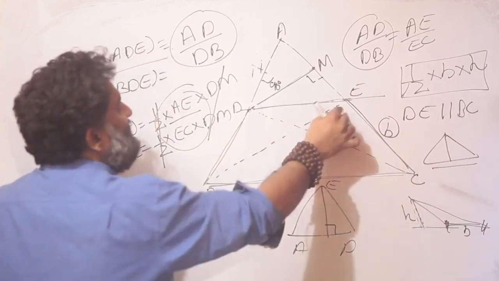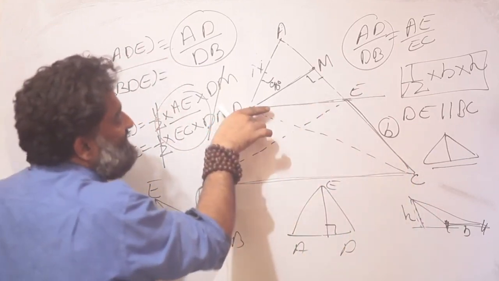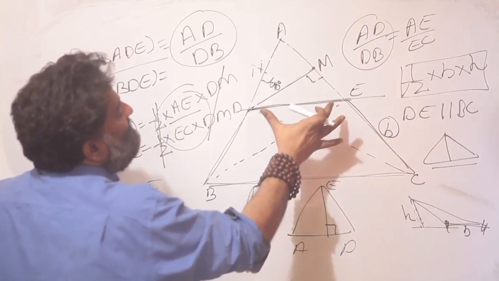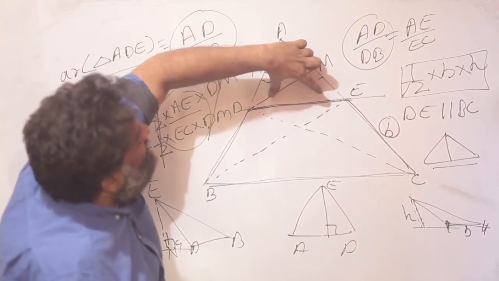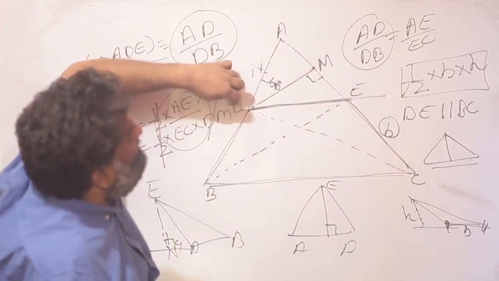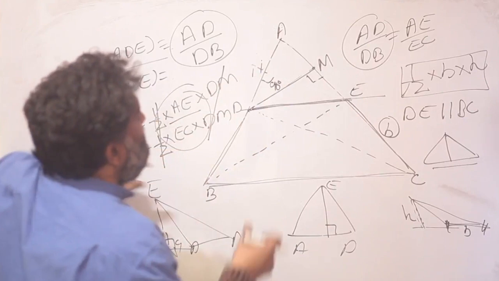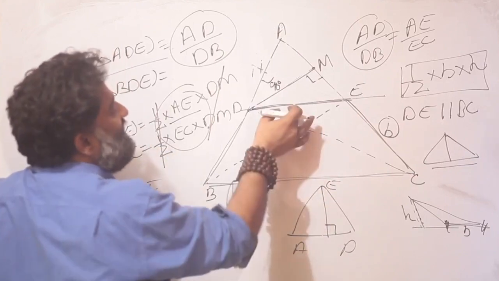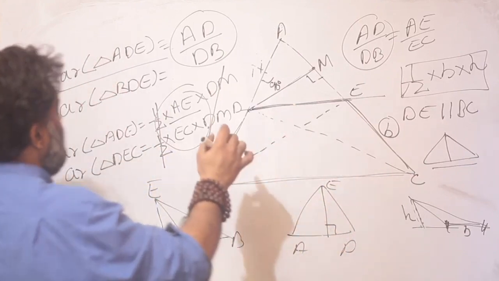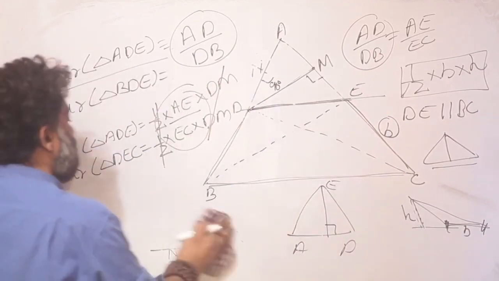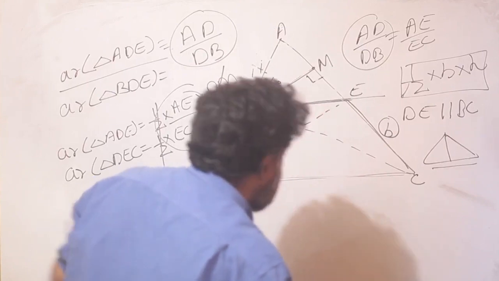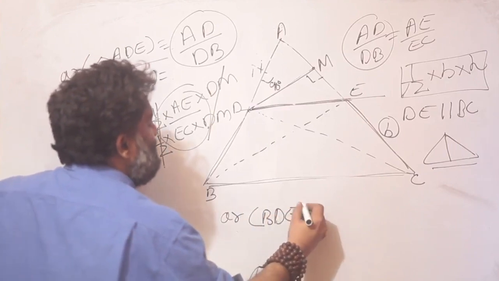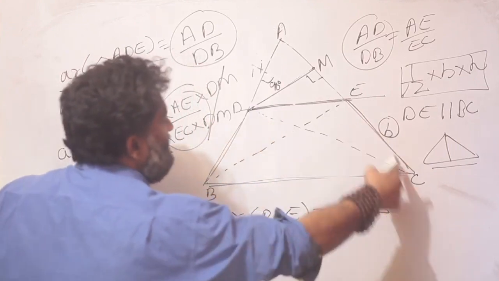Triangle DEC and triangle BED, both of them are between the lines DE and BC. That means they are between the same parallel lines. And if you think about it, for both of them, this DE is the base or the common base. Just change your orientation again. Think of this as the base. DEC is one triangle, and think of this as the base. DEB is another triangle. So this is the common base. These two triangles are between the same parallel lines and have a common base. That means their area is going to be equal. That means area of triangle BDE is equal to area of triangle DEC.